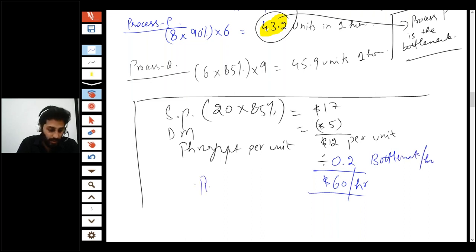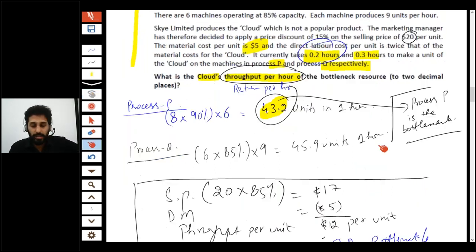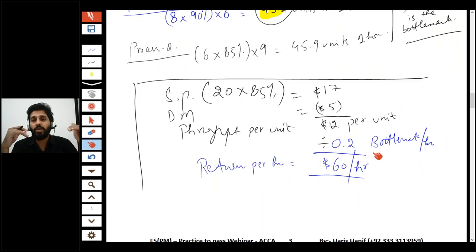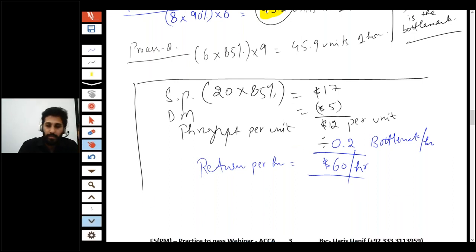That's written per hour, right? So that's a very simple thing. That is the bottleneck, and the 60 per hour is the return per hour. It's not calculating the entire throughput accounting ratio. They are just calculating the return per hour. Now that's the solution, and now I'm going for the next question.